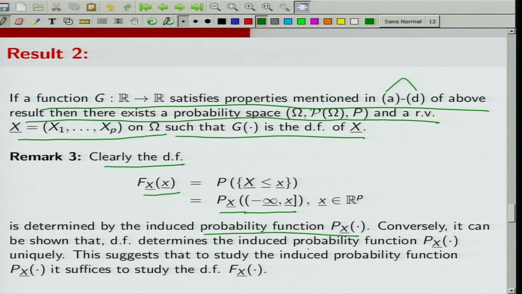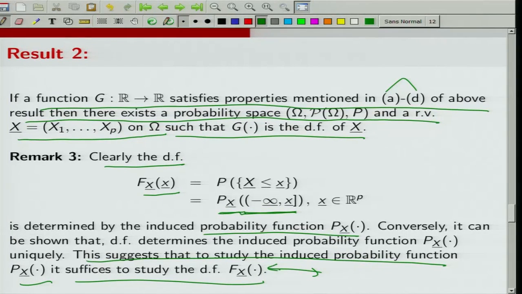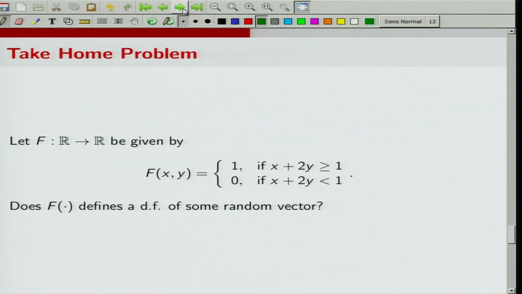Now, clearly the distribution function F_X is determined by the induced probability function P_X. Conversely, it can be shown that if you know the distribution function F_X, then you can know the induced probability function P_X. This suggests that to study the induced probability function P_X, it suffices to study the distribution function F_X, and that is the reason why we concentrate on the distribution function, which is easier to study, and we forget about the induced probability function. So, that is the reason why the distribution function is so important. One can restrict only to the distribution function, and from there one can get all the information about the induced probability function.